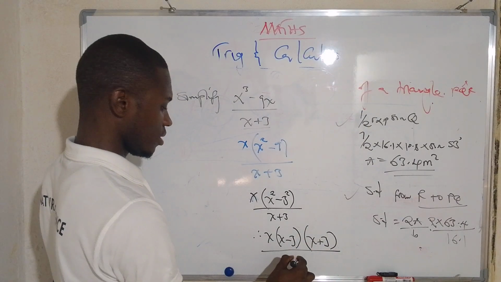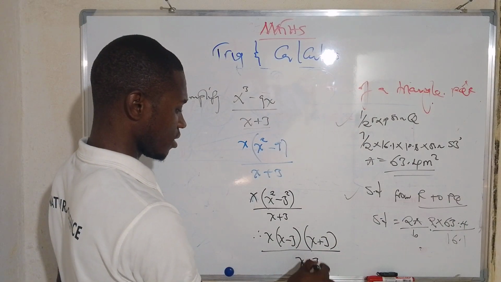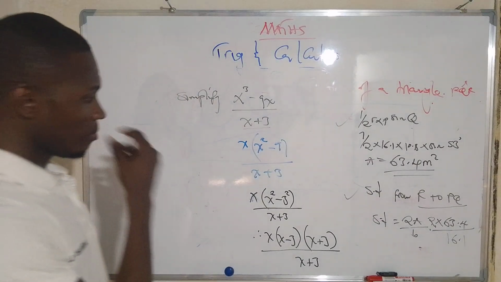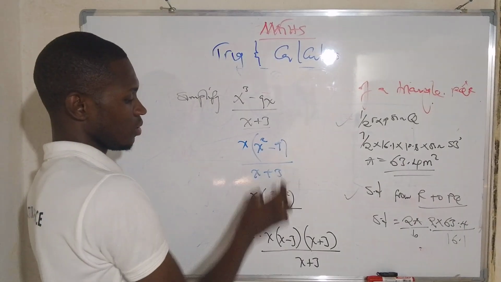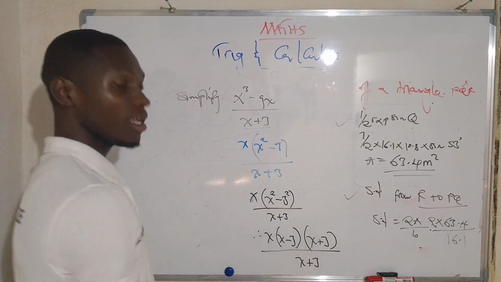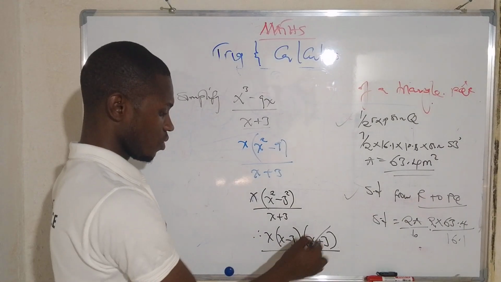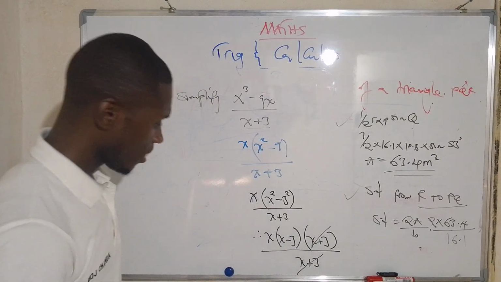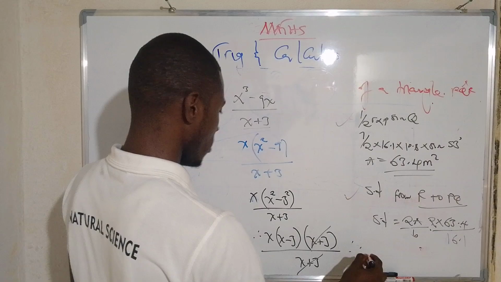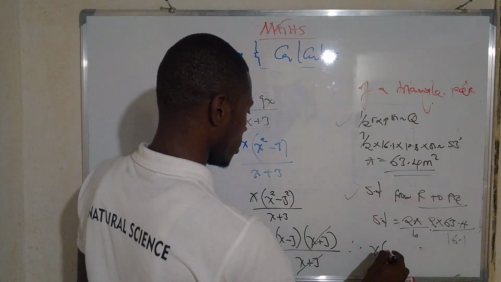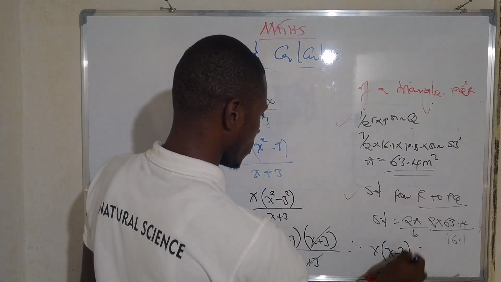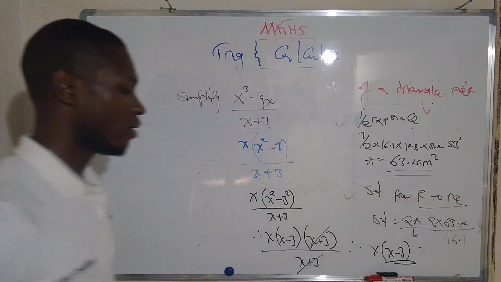Then we do like this. Then you say x plus 3. So I have made now, from this, I have made this one. So this and this, they are common. So they will go. Common factors go. What do we remain with? Then we remain with x open bracket, x minus 3. So that is our answer.